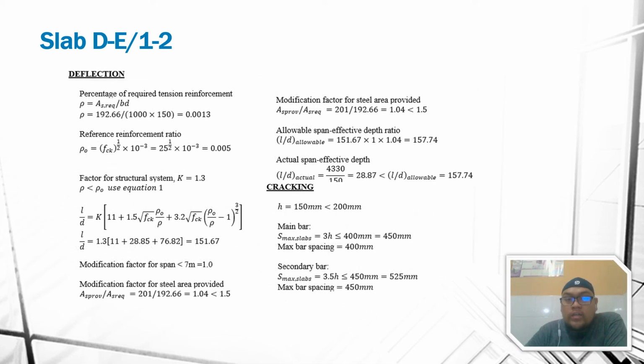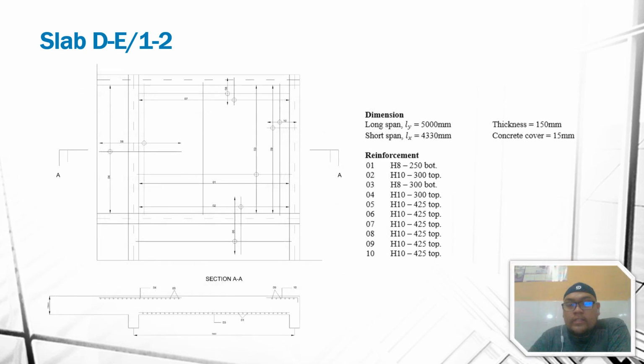For the deflection also, I calculate the value of rho naught and rho prime, and I found out that rho is lower than rho naught, so I use equation 1. It comes out that L/d actual is lower than L/d allowable. That means it's okay. Cracking is also the same, it's okay. This is the detail of the slab, which has reinforcement, and I have a cross section AE, labelled with numbering 1 until 10, and for clarity I attach it together in the report.